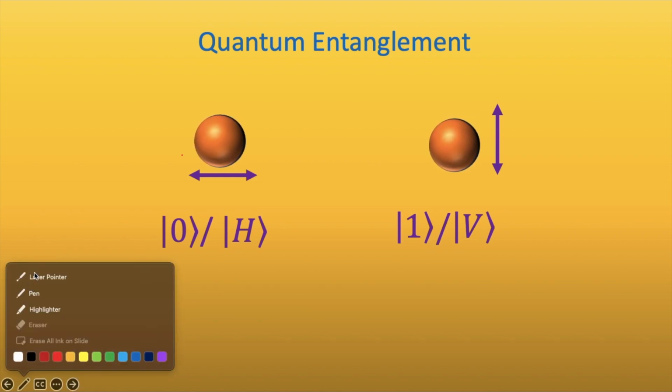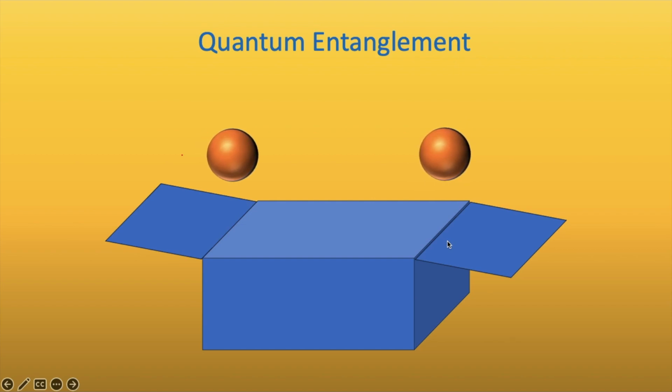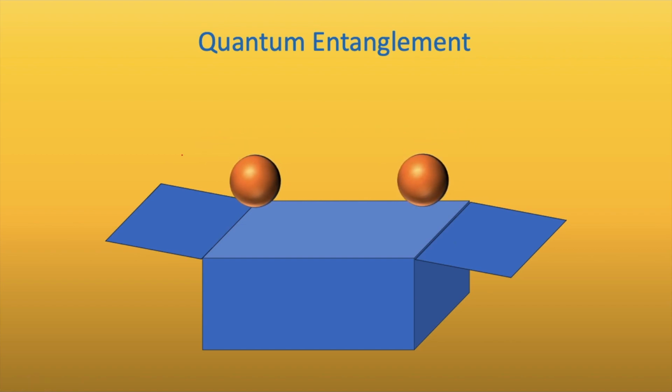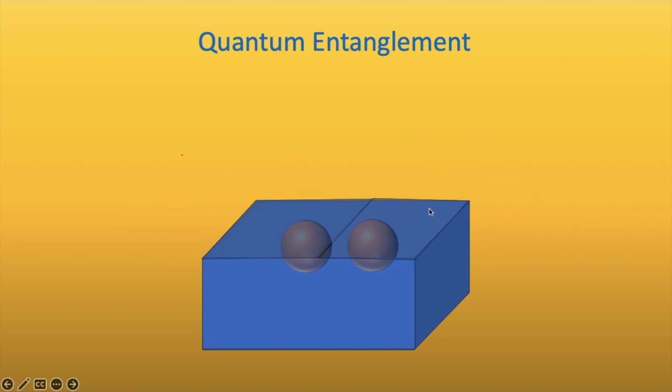Consider the horizontal vibration as the ket 0 or ket H, and the vertical vibration as the quantum state ket 1 or ket V. Now consider two quantum particles having the horizontal vibration put in a box, that is a closed system. Now you can see the particles in a closed system in the horizontal vibrational mode.